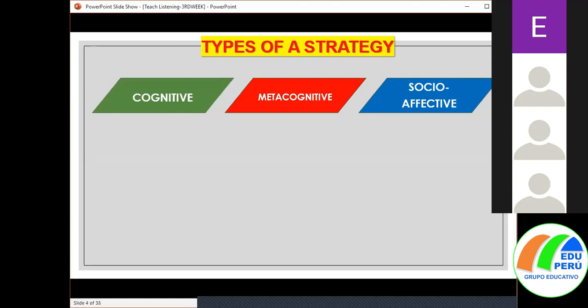So anybody else? Cognitive, knowledge. Your partner says it is related to the knowledge. Anybody else? Okay, so we are going to analyze this, all right?